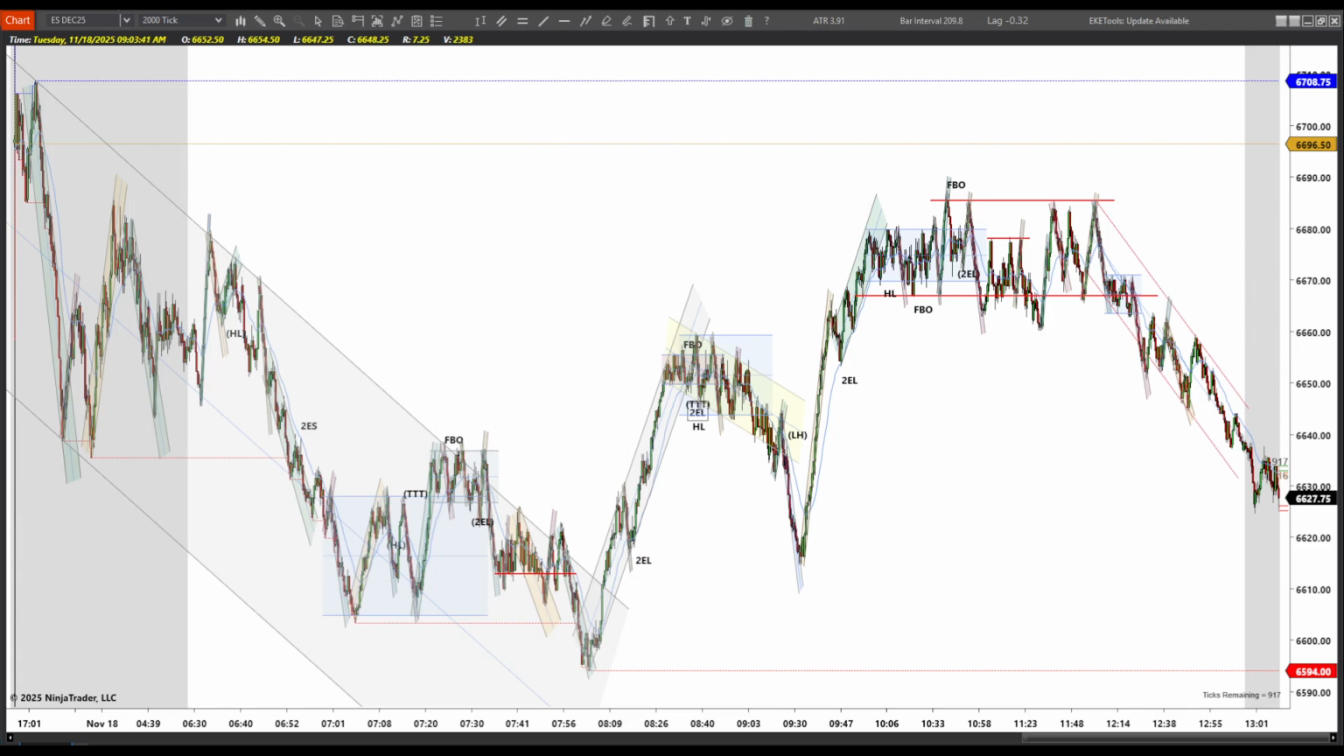November 18th, 2025. This is the S&P 500 E-mini futures on the 2000 tick chart using NinjaTrader 8. This is what the chart looked like today. In my opinion, it wasn't the most obvious day. It was a little, or I just wasn't in tune.